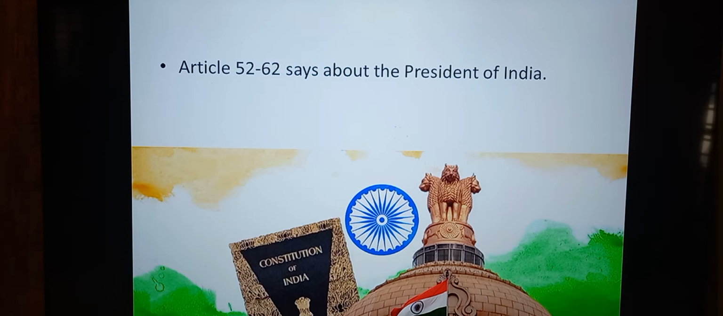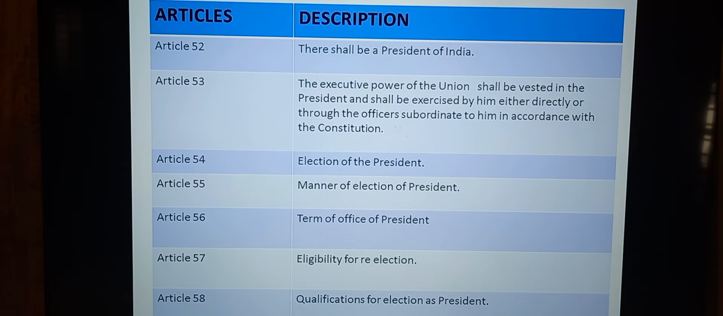Articles 52 to 62 deal with the President of India. Article 52 says there shall be a President of India. Article 53 says that the executive power of the Union shall be vested in the President and shall be exercised by him either directly or through the officers subordinate to him in accordance with the Constitution. Article 54 says that there shall be the election of the President, and 55 says the manner of election of President, 56 the term of office of President, 57 eligibility for re-election, 58 qualifications for election as President.